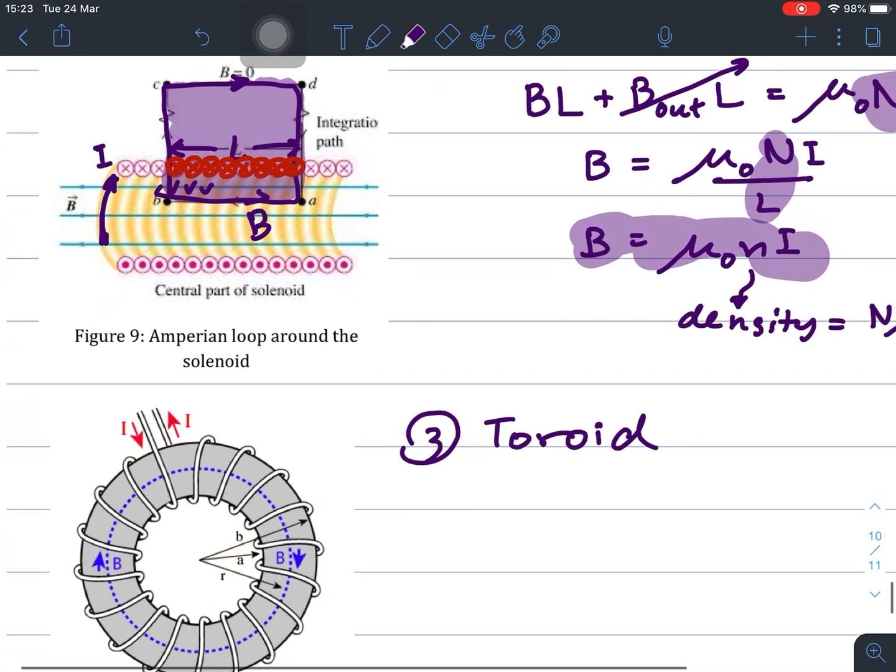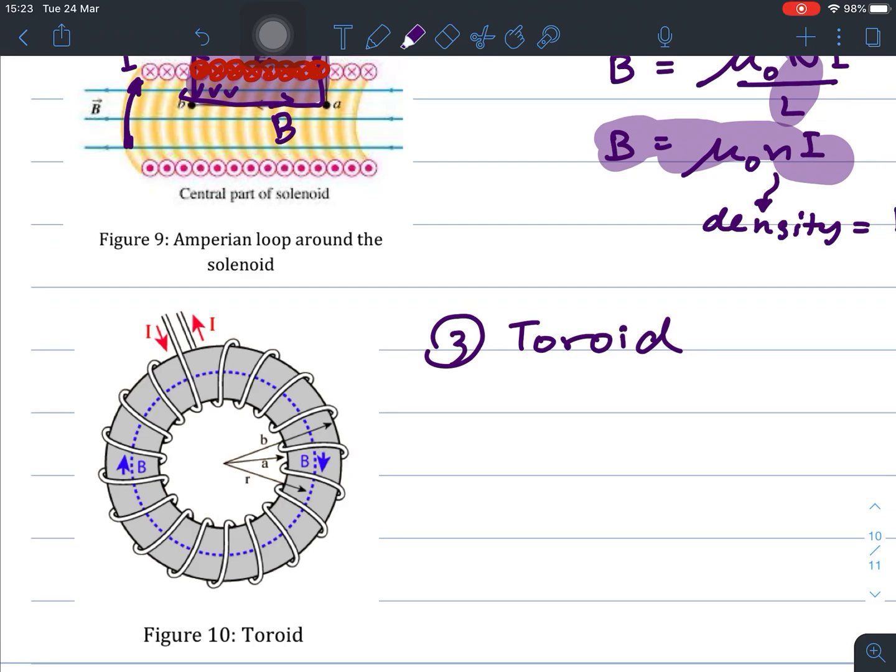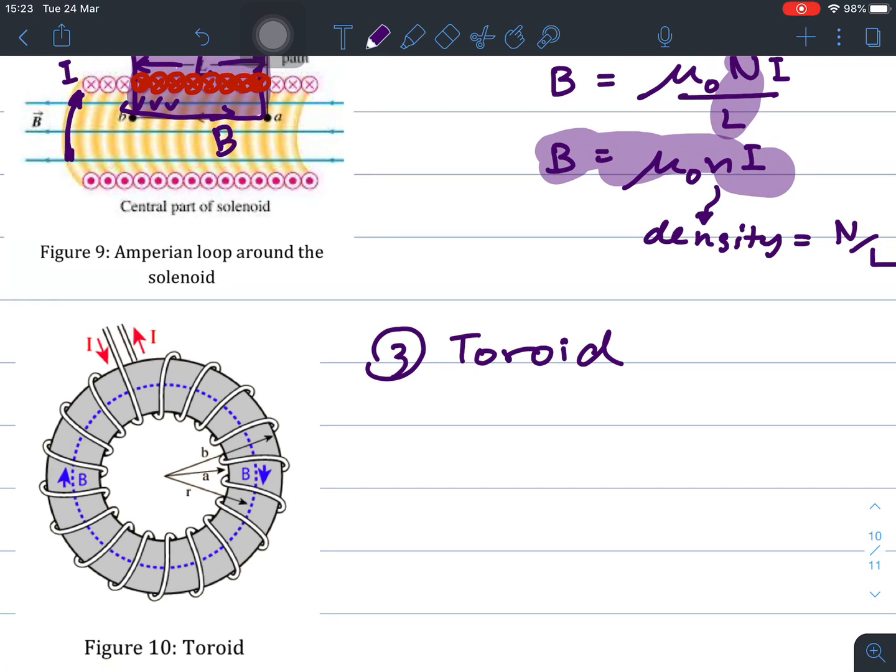Then the third case is a toroid. A toroid is just like a solenoid, but the coil of wire is made in a donut shape. When we consider the Ampere loop, this loop is the Ampere loop, and here is what has been enclosed in it. We get the current times the number of turns as the I enclosed. So we have I enclosed as N I, again.